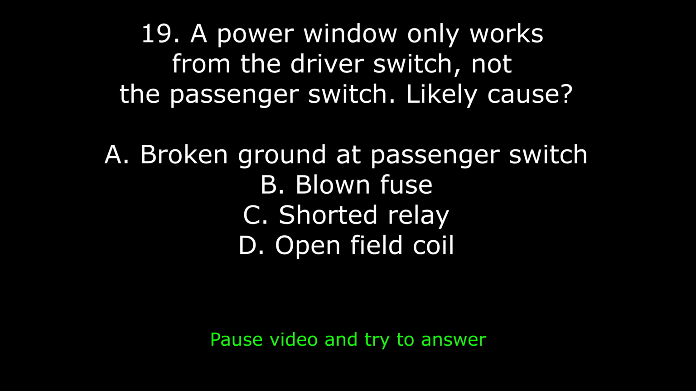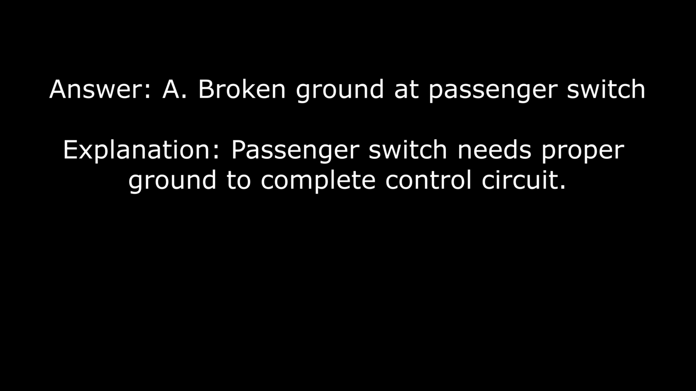19. A power window only works from the driver's switch, not the passenger switch. Likely cause: A. Broken ground at passenger switch. B. Blown fuse. C. Shorted relay. D. Open field coil. Answer: A. Broken ground at passenger switch. Explanation: passenger switch needs proper ground to complete control circuit.